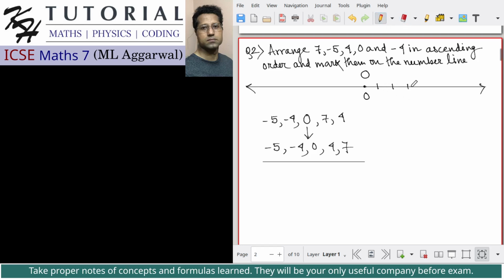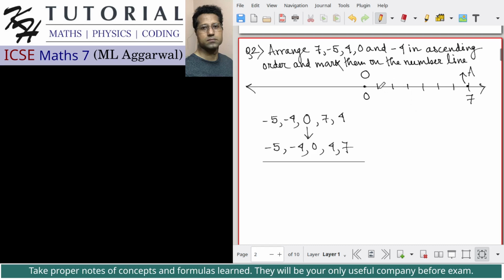So 1, 2, 3, 4, 5, 6, 7. So this is 7. So the point A marks the integer value 7. Okay.